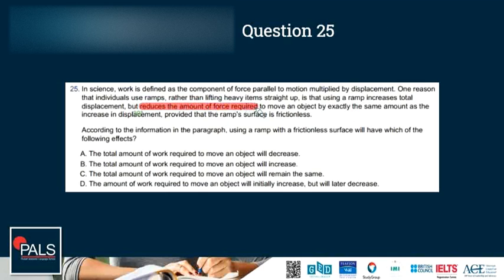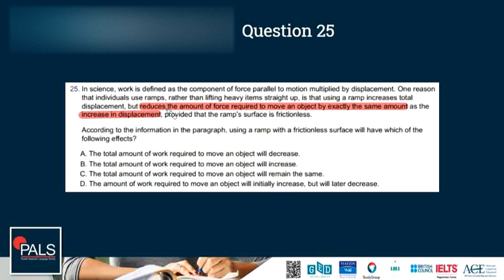Reduces the amount of force required to move an object, exactly the same amount, by increasing the displacement. So, the total amount of work required to move an object will decrease. The total amount of work required to move an object will increase. The total amount of work required to move the object will remain the same. The amount of work required to move an object will initially increase, but later decrease.